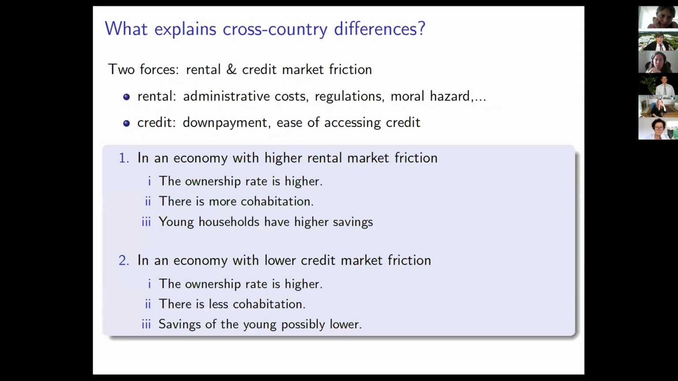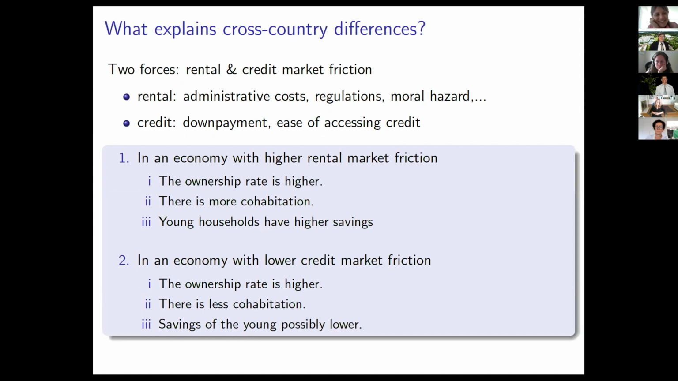So when thinking about ownership rates across countries, we allow for two main forces: frictions in rental markets and frictions in credit markets. Rental market frictions effectively in the model increase the user cost of renting, and they capture anything like administrative costs or regulations. So we think, for example, they might be higher in Italy, where it used to be almost impossible to get rid of a tenant, even when they weren't paying rent, and so landlords were very reluctant to rent out their apartments.